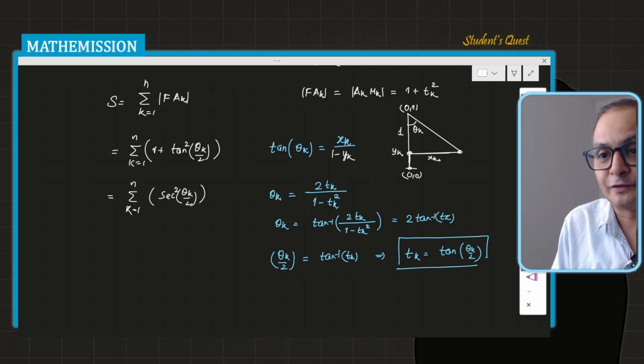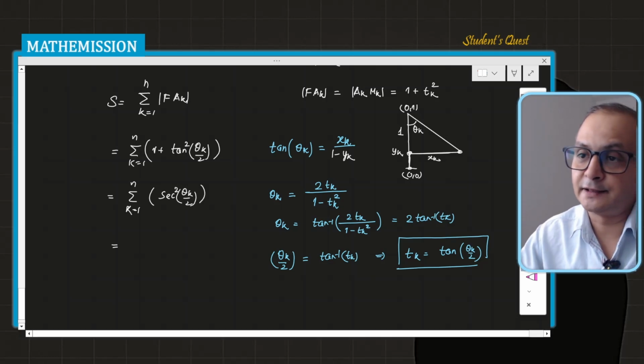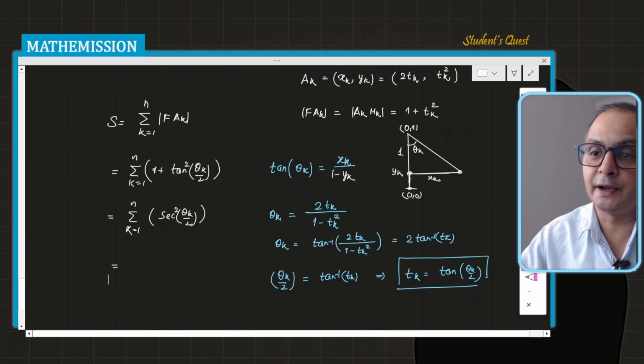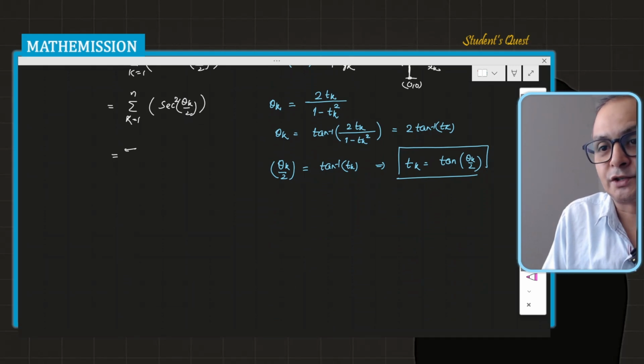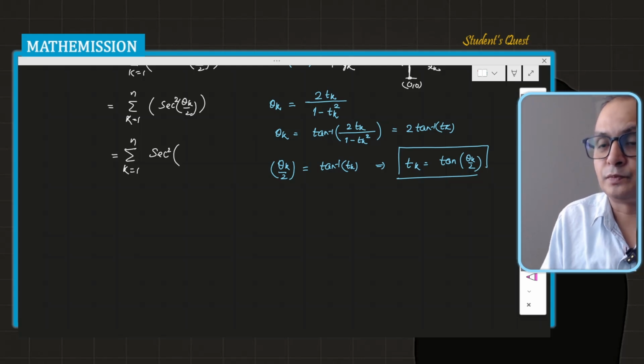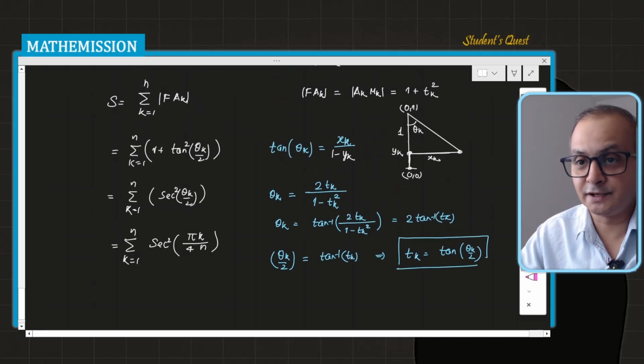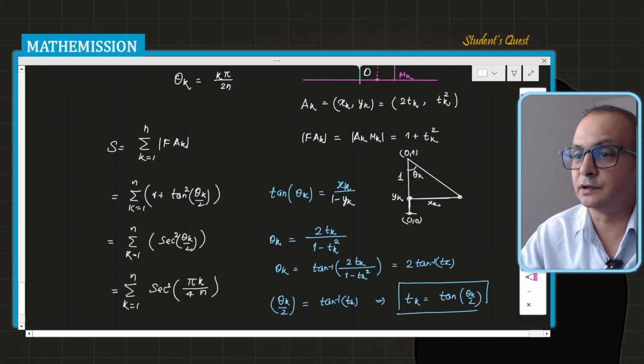Now I'll substitute the value of theta k. Theta k is, notice, already given as pi k by 2n. So there is no such harm. I can substitute easily. That is going to be sec squared of pi k by 2n, so pi k by 2n will become pi k divided by 4n. And this is the real setup we have, the easiest setup for the limit evaluation.